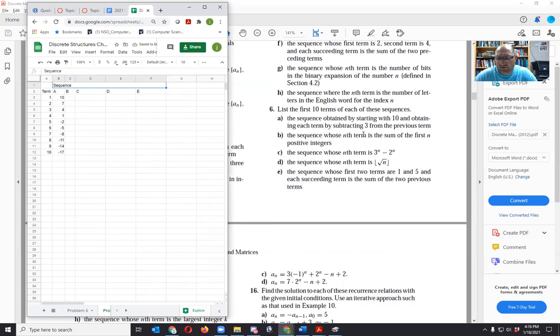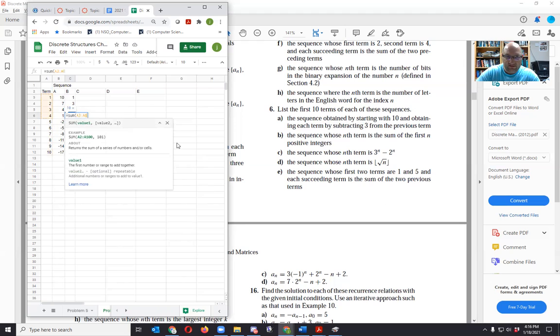Sequence B says the sequence whose nth term is the sum of the first n positive integers. So this equals, now this is going to equal the sum of those. So it should be 3, and that makes sense. 2 plus 1 equals 3, which equals the sum of A3 to A5, equals the sum of A3 to A6.